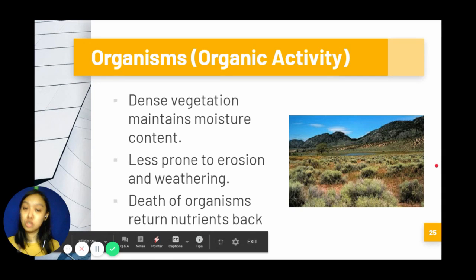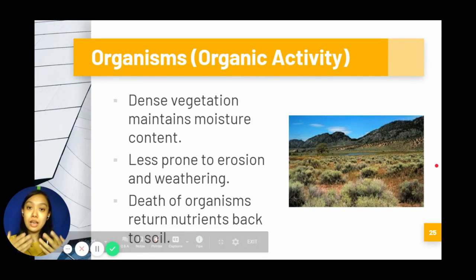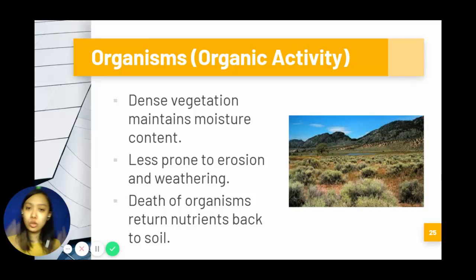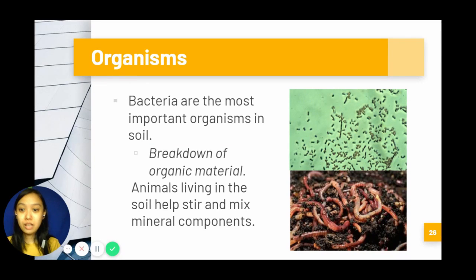Up next, we also have organic activity in the form of your organisms. In a way, vegetation ensures that we have enough moisture content, as an appropriate amount of moisture helps make the soil rich. At the same time, vegetation makes it less prone to weathering and erosion. And finally, just like what the Bible keeps telling us, we return to the land as ashes. Therefore, organisms give back the nutrients to the soil once they pass on.